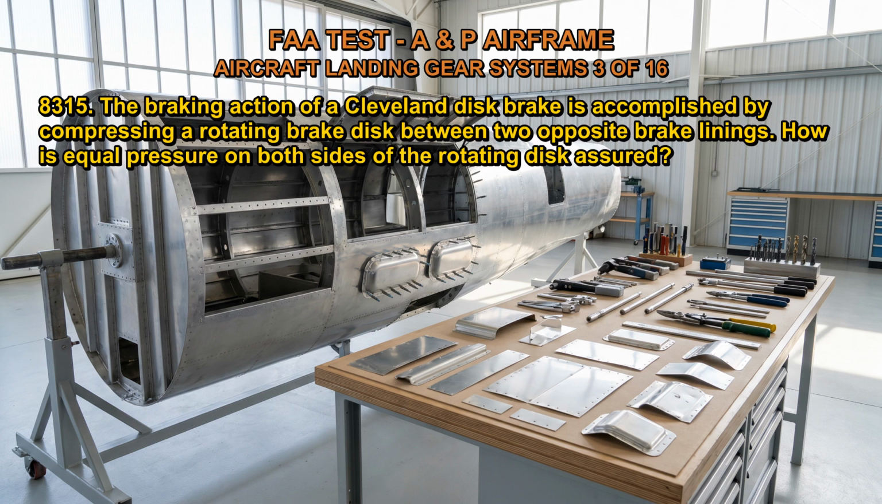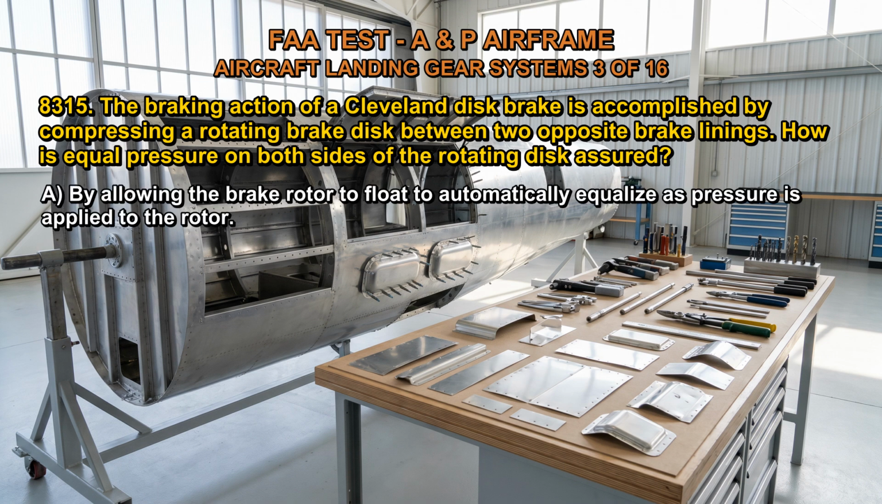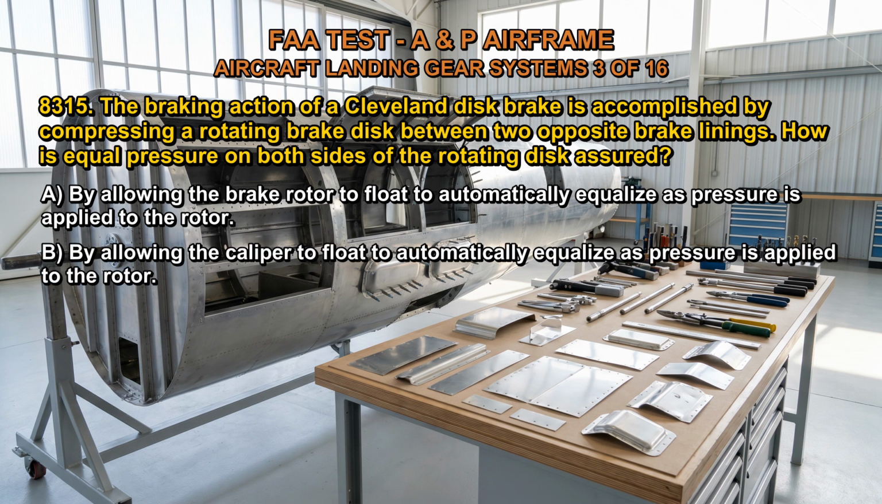Q8315. The braking action of a Cleveland disc brake is accomplished by compressing a rotating brake disc between two opposite brake linings. How is equal pressure on both sides of the rotating disc assured? A. By allowing the brake rotor to float to automatically equalize as pressure is applied to the rotor. B. By allowing the caliper to float to automatically equalize as pressure is applied to the rotor. C. By allowing the brake linings to automatically.